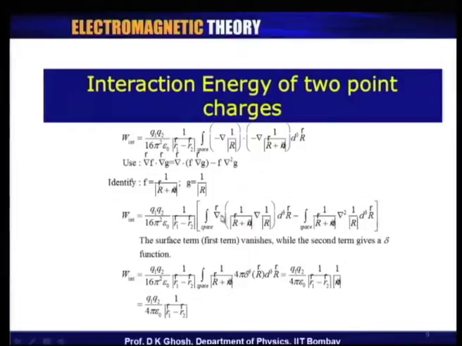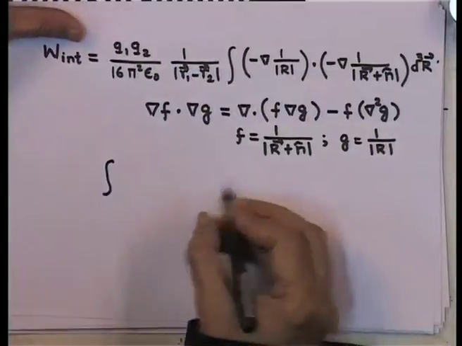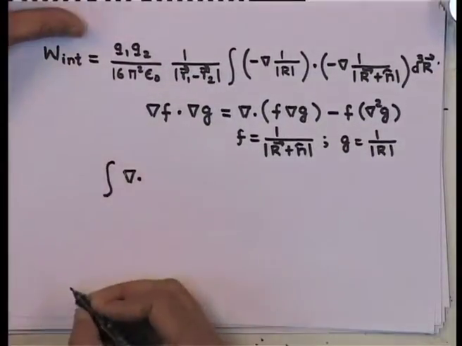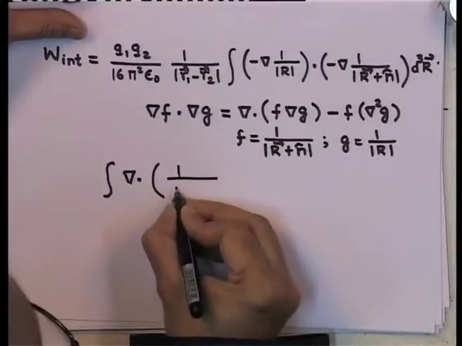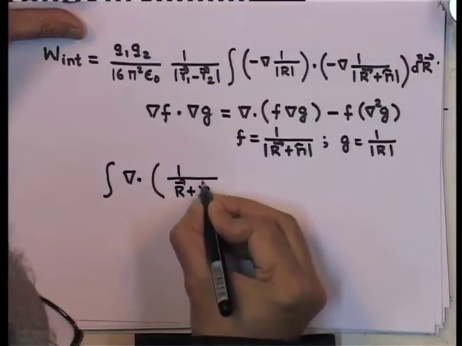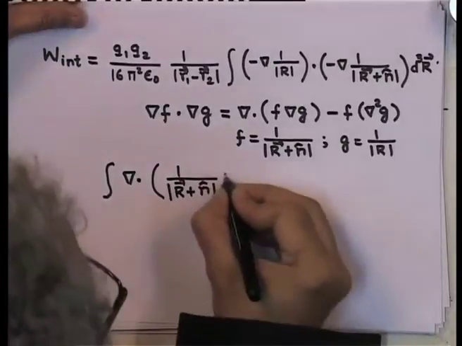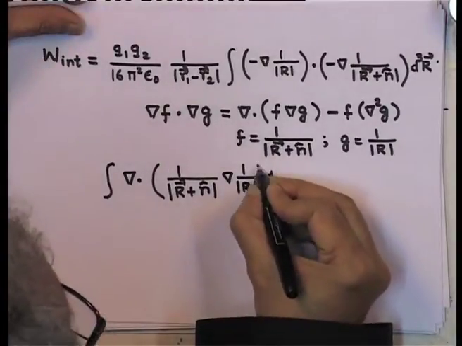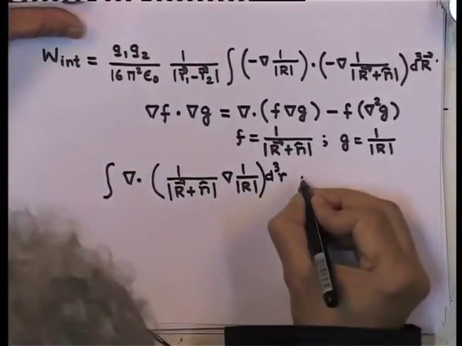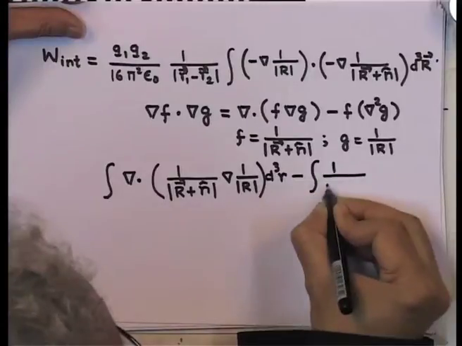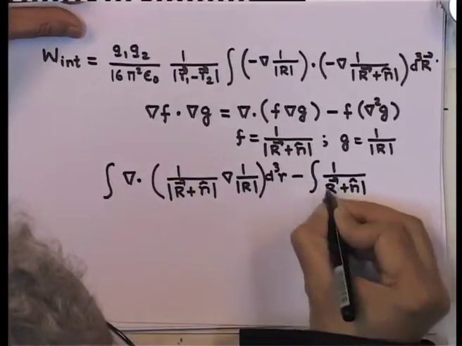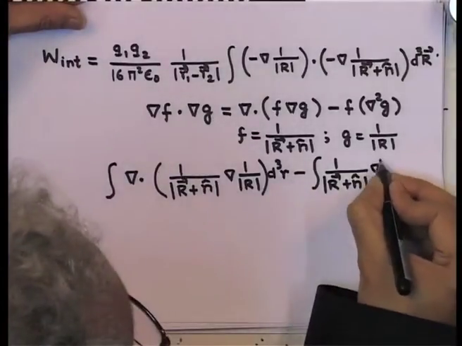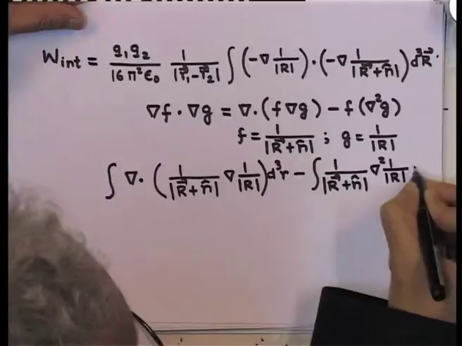Now, this term, let me write it down because there is some confusion there. So, let us look at what I get. I get del dot of 1 over r plus m, which is my f, times gradient of 1 over r dq bar, then minus integral of 1 over r plus n del square of 1 over r dq bar.